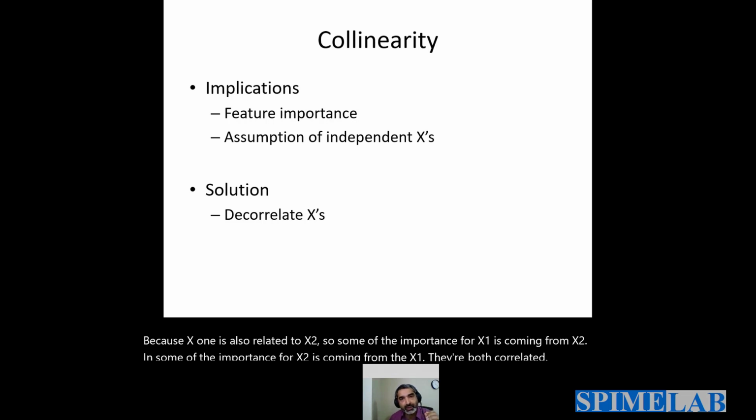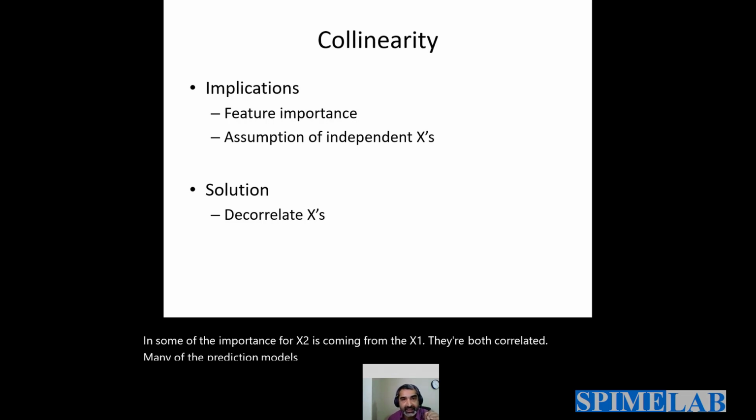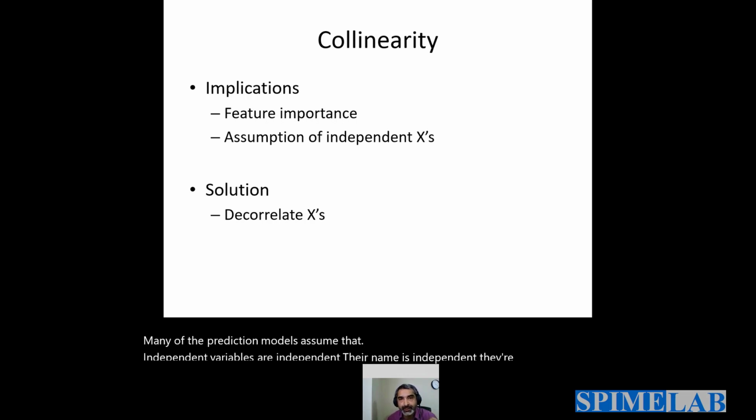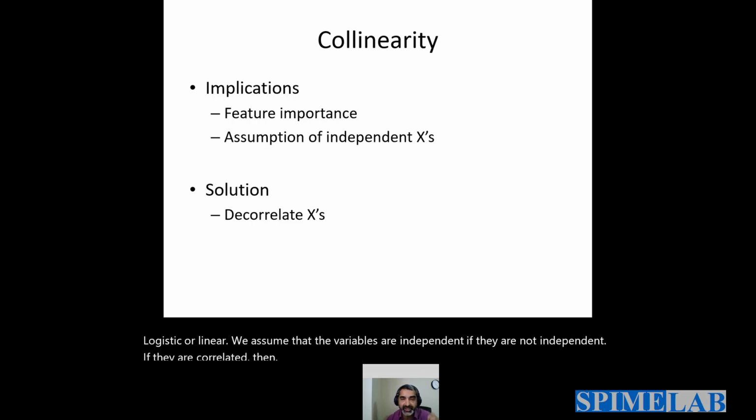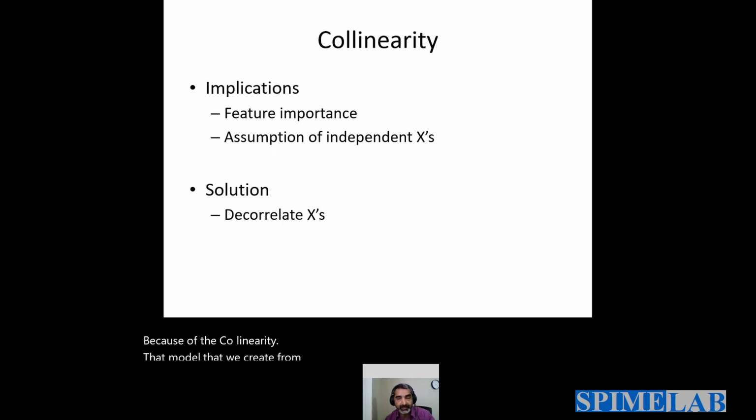Many of the prediction models assume that independent variables are independent. Their name is independent. They are not correlated. In regression, logistic or linear, we assume that the variables are independent. If they are not independent, if they are correlated, then because of the collinearity, the model that we create from correlated variables will be an incorrect model.